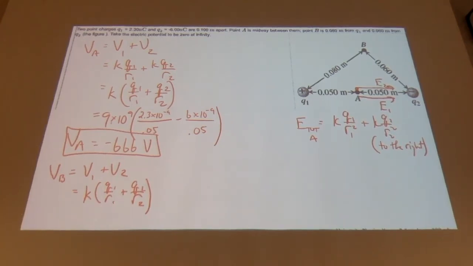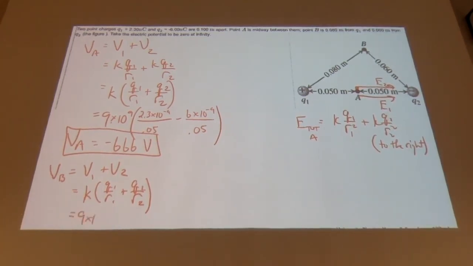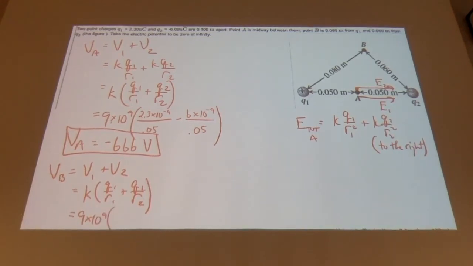So let's see. Some of the numbers have changed, but otherwise everything is fine. So this is 9 times 10 to the 9th. Q1 is still 2.3 times 10 to the minus 9. Our distance here has changed. It's now 0.08 away. Q2 is minus 6 times 10 to the minus 9, and this distance is 0.06, just looking at the diagram. For this, you should get negative 641 volts.